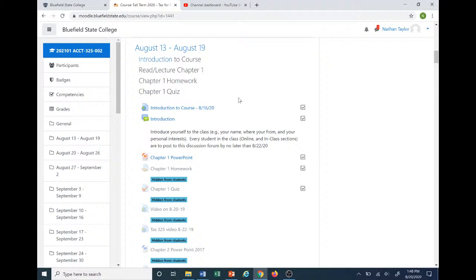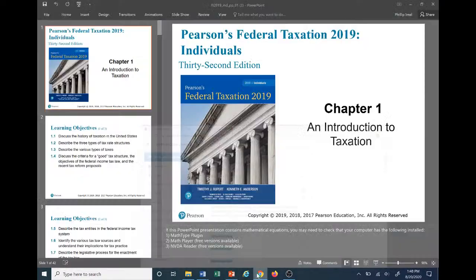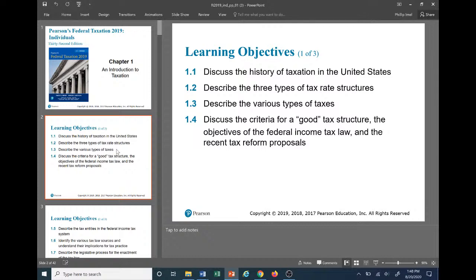So once again, this is Chapter 1, and let's go ahead and get started on it. Chapter 1 is an introduction to taxation. We have about 10 learning objectives for this chapter. I'll just run through them real quickly. We want to discuss the history of taxation in the United States, describe the 3 types of tax rate structures, describe the various types of taxes, discuss the criteria for a good tax structure, the objectives of the federal income tax law, and the recent tax reform proposals.